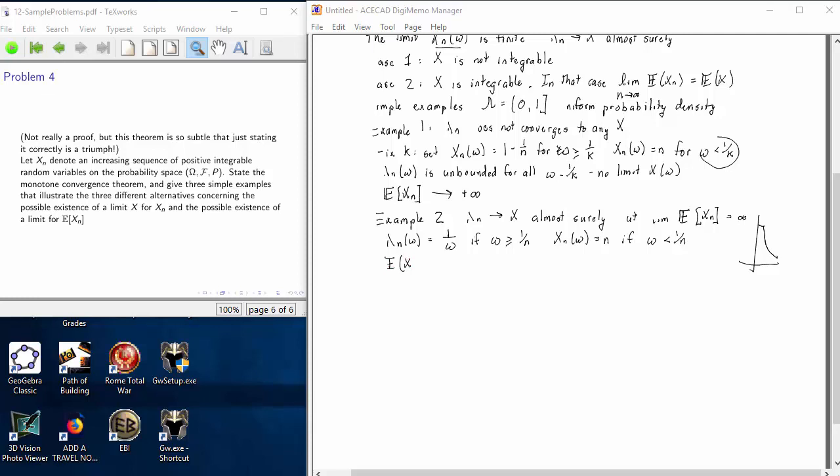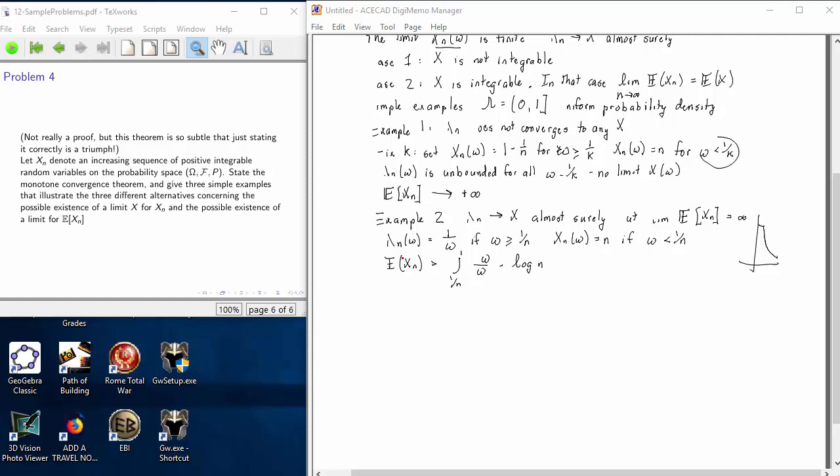Notice in the first example, I fixed k. So there was some set of finite size where omega just kept getting bigger and bigger. Here, as n gets bigger and bigger, the set on which the function gets very large gets smaller and smaller. Now I can compute the expectation of this random variable. It's a little bit bigger than the integral from 1 over n to 1 of d omega over omega, which is equal to log n.